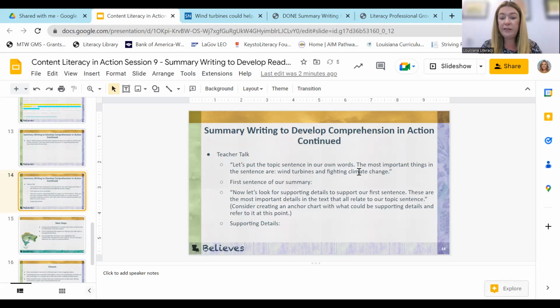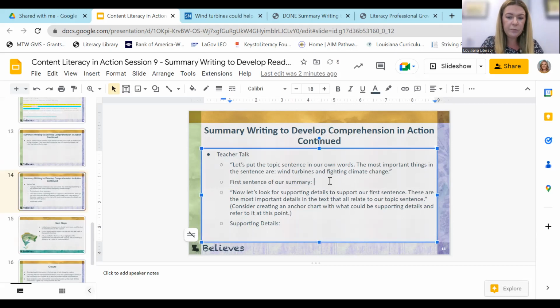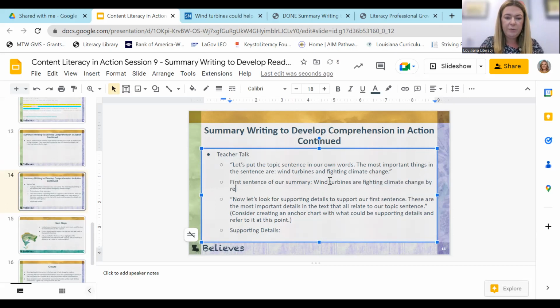A great thing to do when they're trying to make their own sentence in their own words, though, is not to have that sentence up, to force them to use the words that are in their head to pull from to make a sentence. Okay, so wind turbines are fighting climate change by removing CO2.